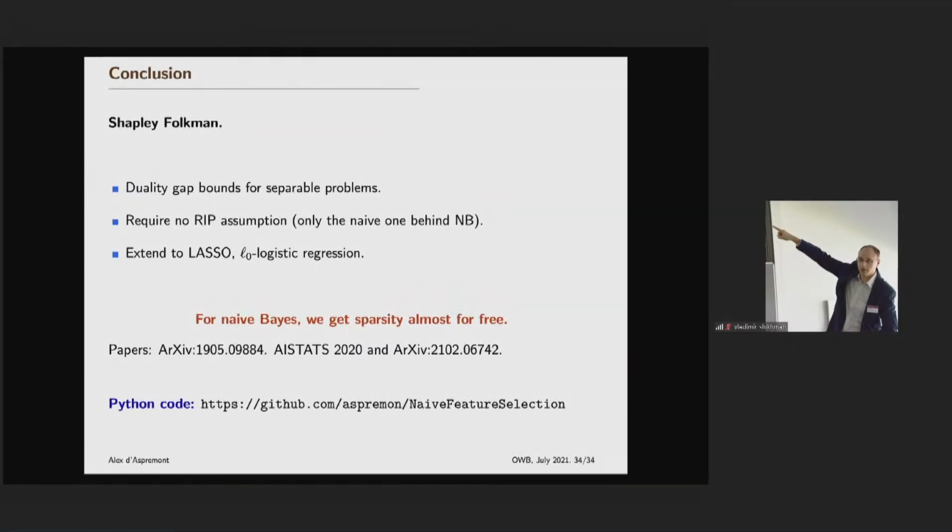So I'm done. If you remember just a few things from this talk, it is that the Shapley-Folkman result gives you very explicit and simple duality gap bounds for separable problems. And it's flexible enough to allow you to get very generic results on the quality of the solution of lasso relaxations, for example, or L0 logistic regression, with no RIP-like assumptions, okay? Of course, these are statements about optimality, not support recovery, but they're still interesting. And they mean in particular that for naive Bayes, we basically get sparsity almost for free. And this works quite well from an empirical perspective, and is very effective in practice.